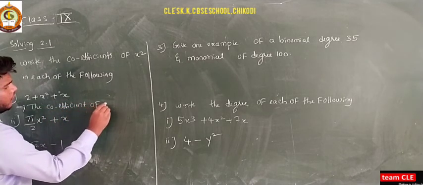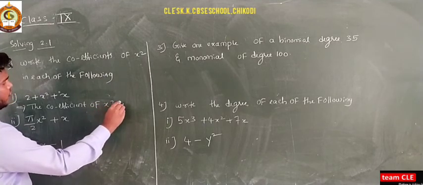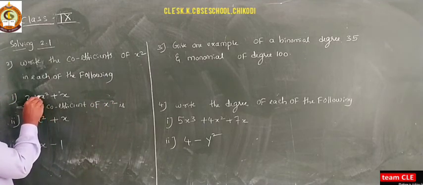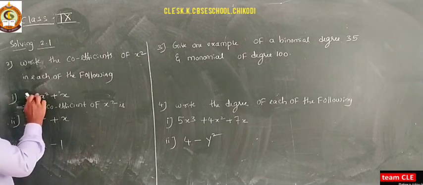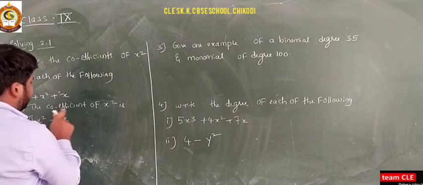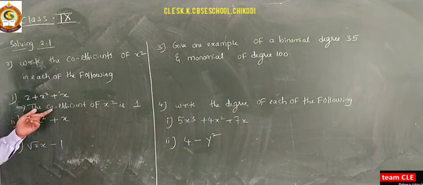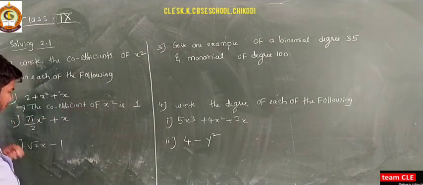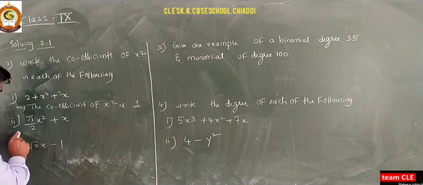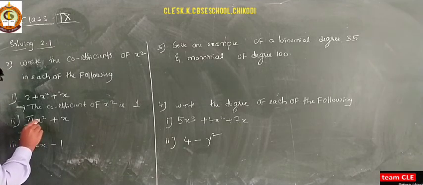Anything which is multiplied, if there is nothing, we have to think it is 1. So the coefficient of x square is 1. Okay, so you have to write this: the coefficient of x square is 1. Similarly, complete one more sentence. What is the coefficient of x square here?